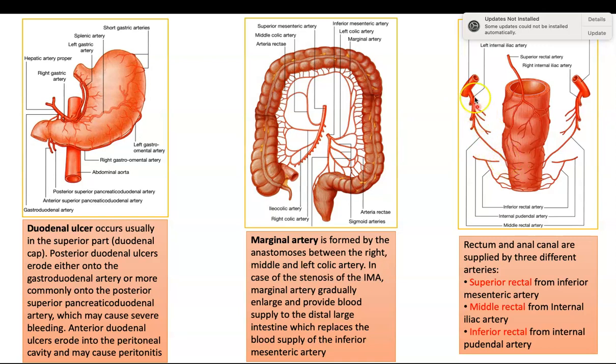And then another branch of the internal iliac artery is the internal pudendal artery, which provides a branch to the lower part of the rectum, called the inferior rectal artery. So again, if we summarize it, the rectum gets its blood supply from three main branches. One is the superior rectal artery, which comes from the inferior mesenteric artery, then the middle rectal artery, which is a branch of the internal iliac artery, and the inferior rectal artery, which is a branch of the internal pudendal artery. And again, the internal pudendal artery is actually a branch of the internal iliac artery.